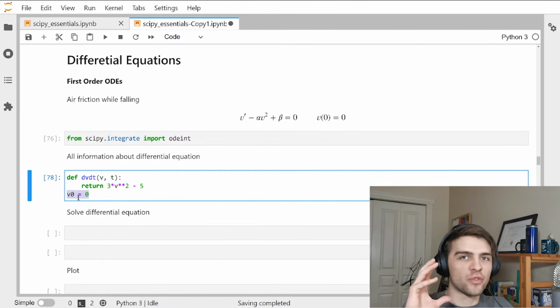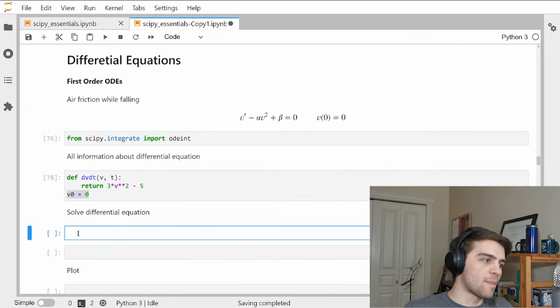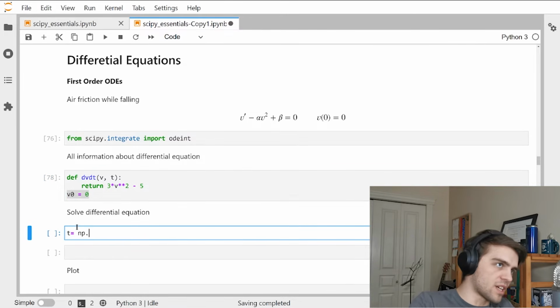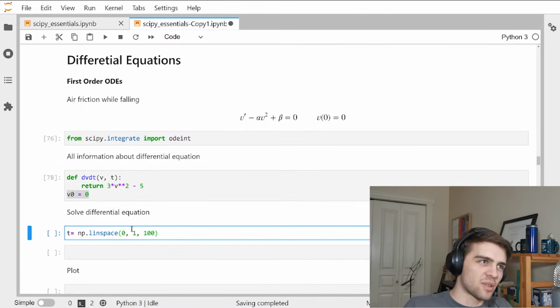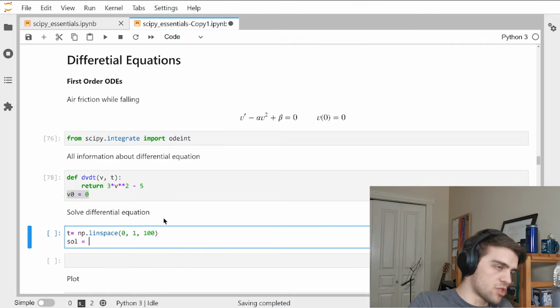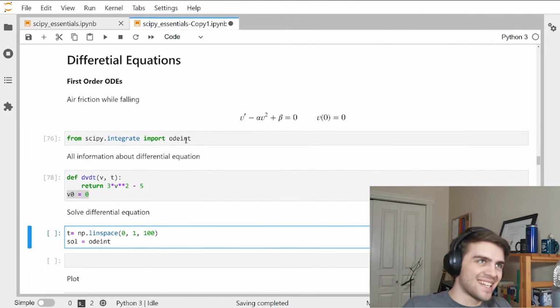And now I want to solve the differential equation using a SciPy method. Well, first I give an array of times. Suppose I want to solve it between 0 and 1 second. Again, this is dimensionless here, so I'll just call it 1 dimensionless unit, 100 times, and then my solution is equal to odeint. This is the package that I imported.